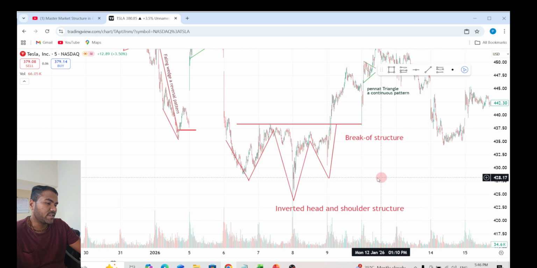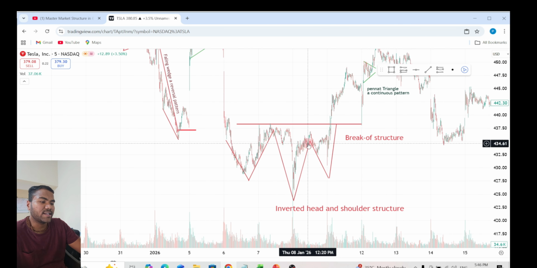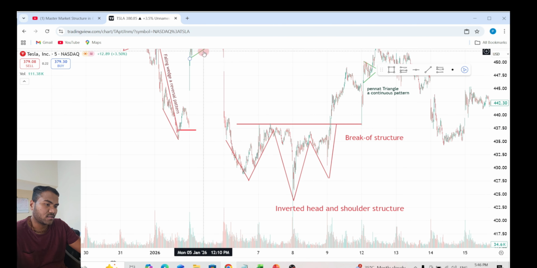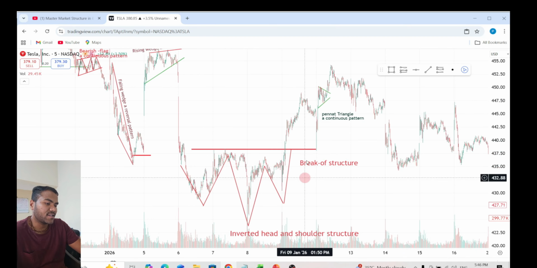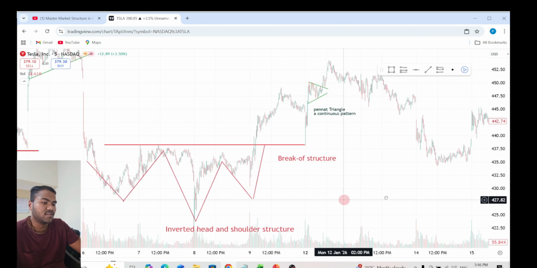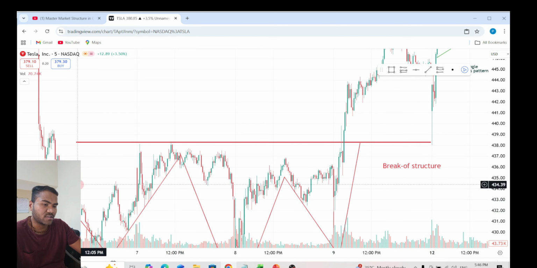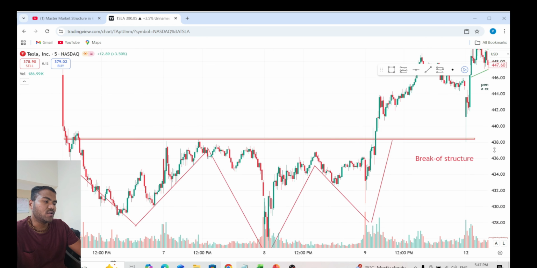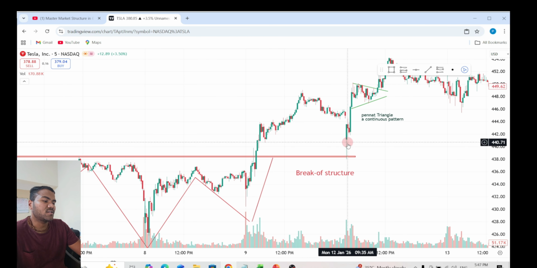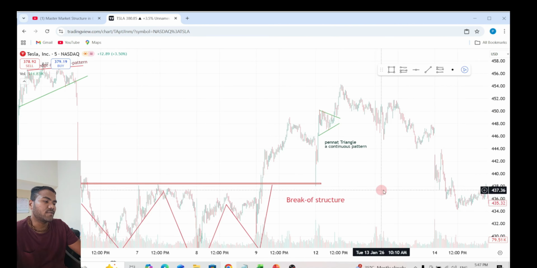So what does it mean? If you see this type of inverted head and shoulder structure after a downtrend, it is a sign that if it gets a breakout, the market can turn in an upward direction. So it will act as a reversal structure. You can see over here we get a break of structure. So here we got a breakout of the inverted head and shoulder structure. After the breakout, the price came back again for the retest at the breakout level, and then it moves upward after that.